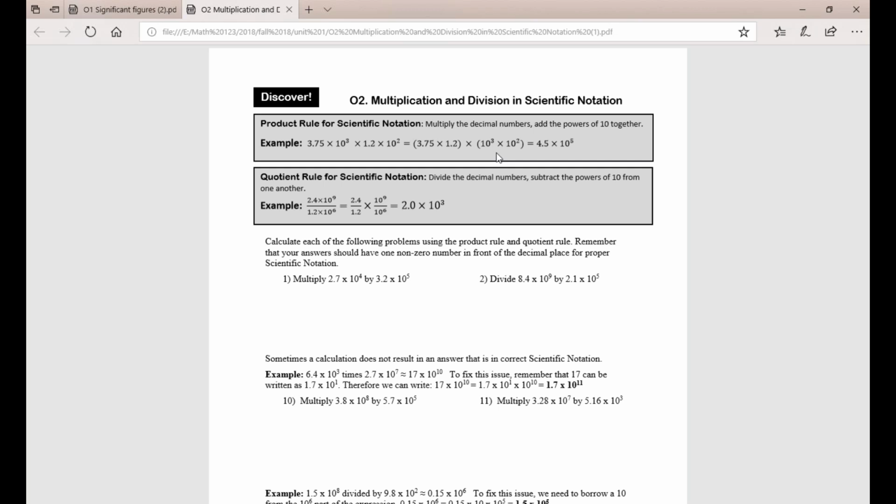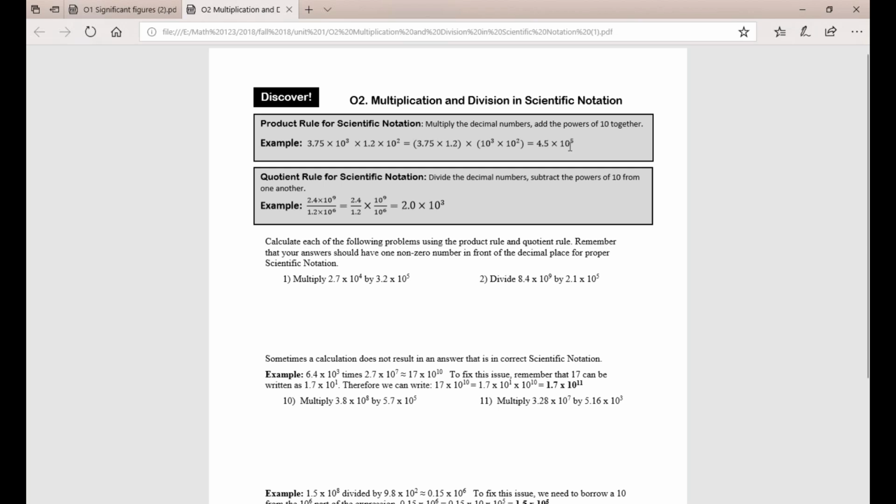According to the rules, whenever I am multiplying and I have the same exact base number, and in this case it's 10, what I'm going to do is add the exponents. So 3 plus 2 gives me 5. So for this problem, the final answer would be 4.5 times 10 to the 5th power.